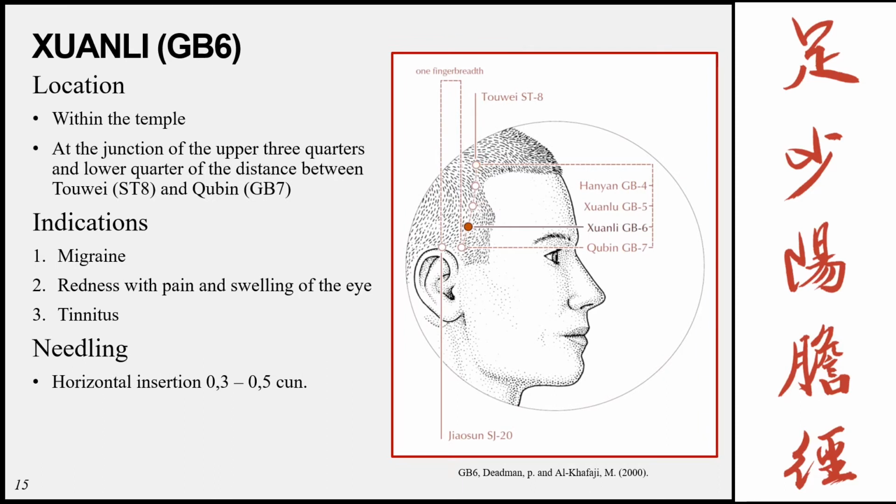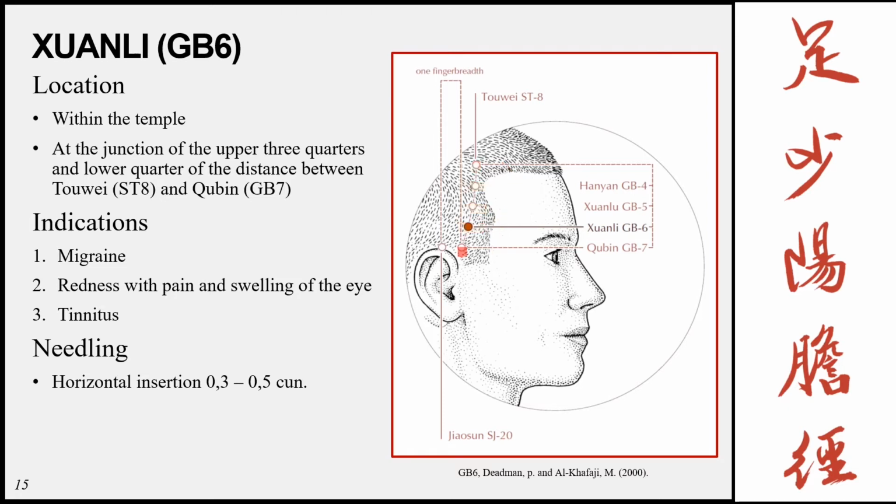Next is Xuanli, GB6, also on the temple. This point is at the junction of the upper 3 quarters and the lower quarter of the distance between Stomach 8 up here and Xuanlu, GB7 down here. We've got to divide it into 4 equal parts again, and we've got to have 3 quarters at the top and 1 quarter below. And the indications are similar to the previous points.